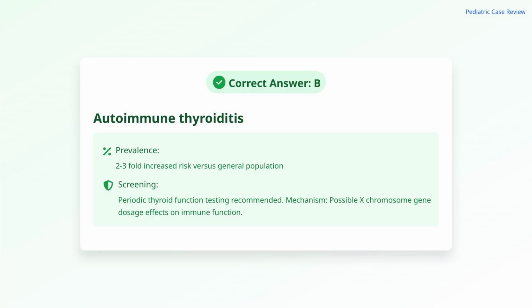Males with Klinefelter syndrome have 2 to 3-fold increased risk of developing autoimmune thyroid disease, particularly Hashimoto thyroiditis. The mechanism may involve X chromosome gene dosage effects influencing immune system regulation. Other autoimmune conditions, including type 1 diabetes and systemic lupus erythematosus, also show modest increased prevalence. Regular screening with thyroid-stimulating hormone testing is recommended, with treatment initiated when hypothyroidism develops. Autoimmune screening should be considered when compatible symptoms arise.